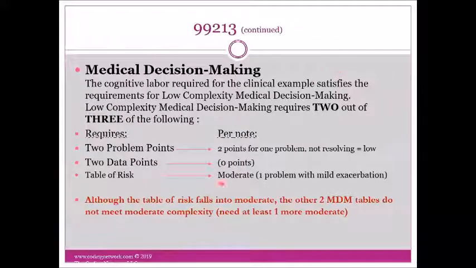So again, the medical decision-making piece for this problem, well, you get 2 points for one problem that's not resolving. That's low complexity. Now, on the table of risk, that actually falls into moderate because one problem with mild exacerbation gives you moderate. So now these 2 tables are kind of conflicting with each other, but remember, you need to support 2 tables. The criteria has to be met for 2 of them. And so if one of them is moderate and one's low, it's going to default to low anyway. But this is a good example of the 99213.